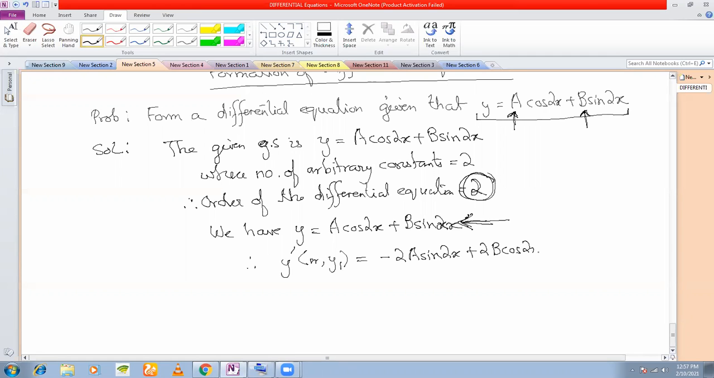Right? Okay, sir. If you take 2 common, you get b cos 2x minus a sin 2x. Also, since we have to differentiate twice, we'll find the second derivative also, y double dash or y2, is equal to, again differentiate this one.